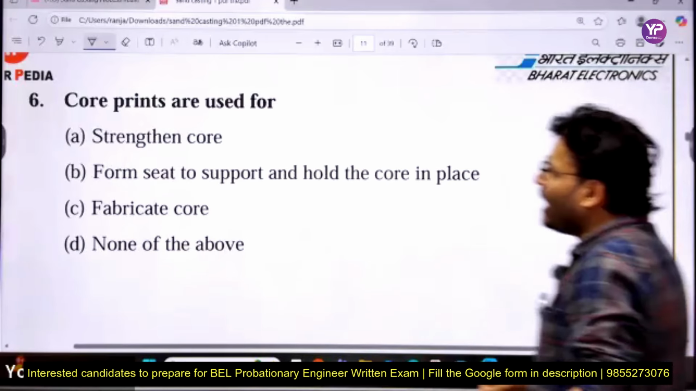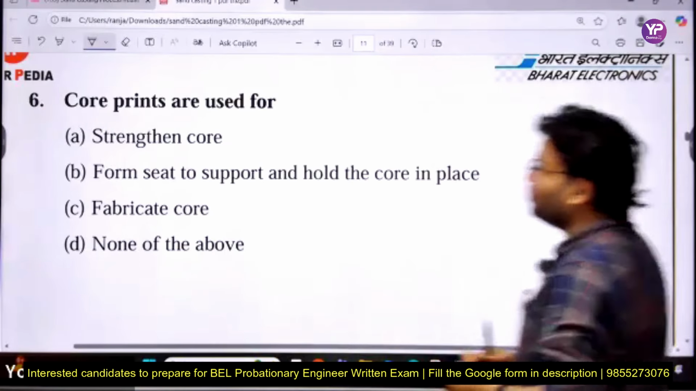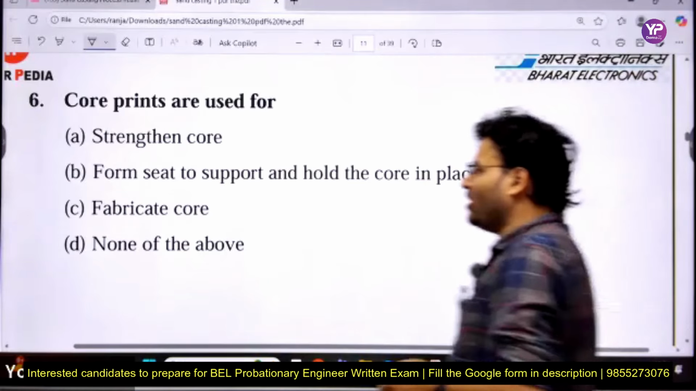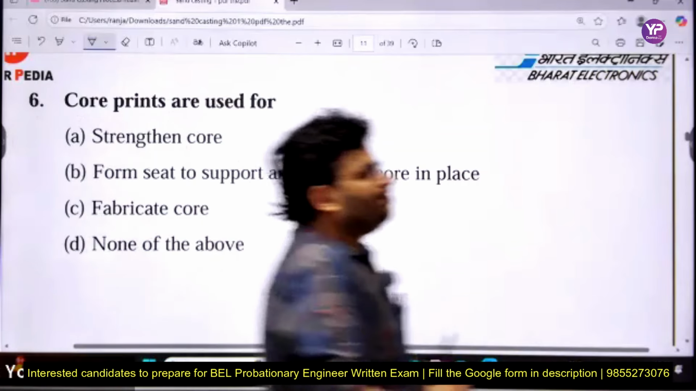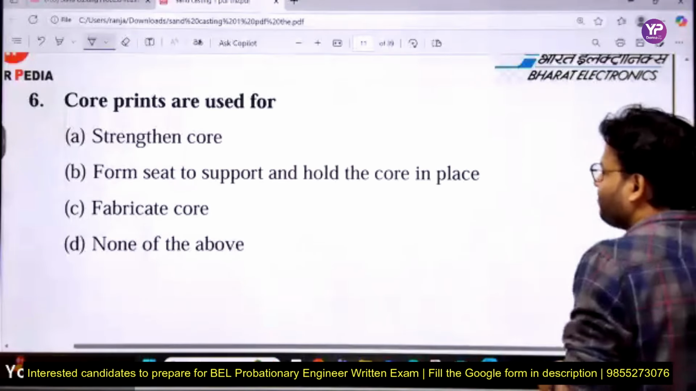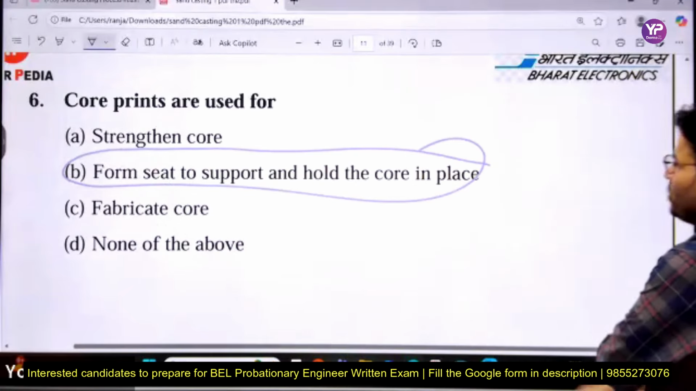Now see, core prints are used for, again only three types of questions are going to be asked. Core prints are used for: strengthening the core, forming a seat to support and hold the core in place, fabricating the core, none of the above. What do you think about that? This time everyone is going to give the right answer, and a good thing you have to remember: form a seat to support and hold the core in place.